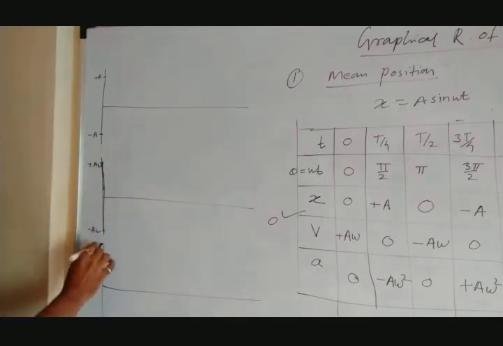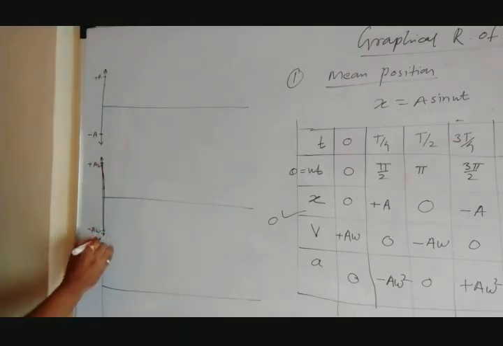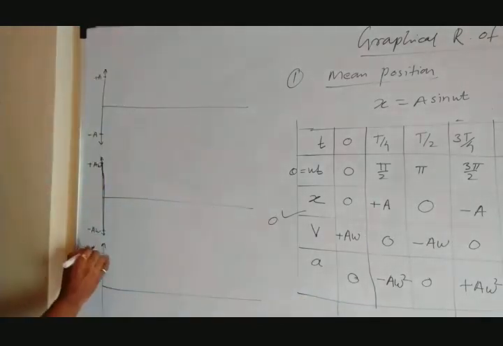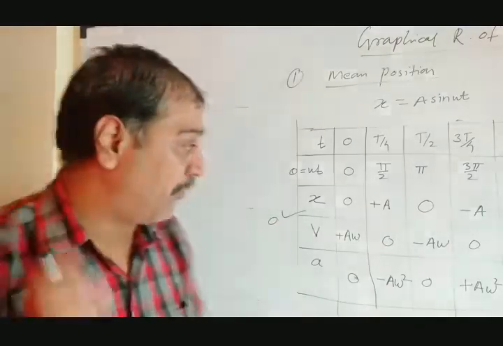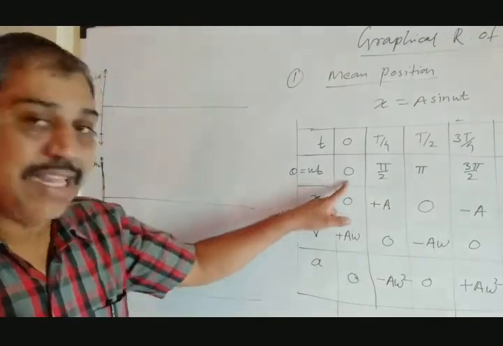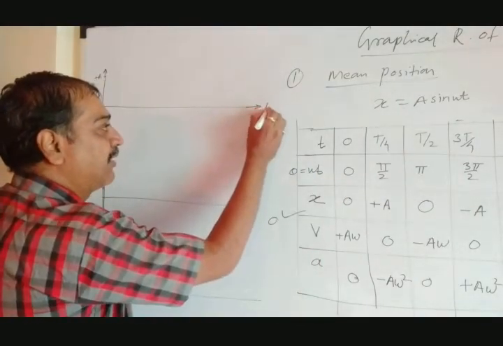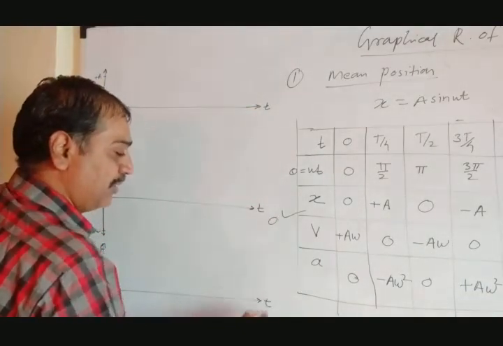In case of acceleration, what is that? Just look at the table. It is a omega square. So it is plus a omega square here, and here it is minus a omega square. I hope you know these things. Now let's start with the displacement. Just see the table first. When time is 0, this axis is nothing but the time axis basically.